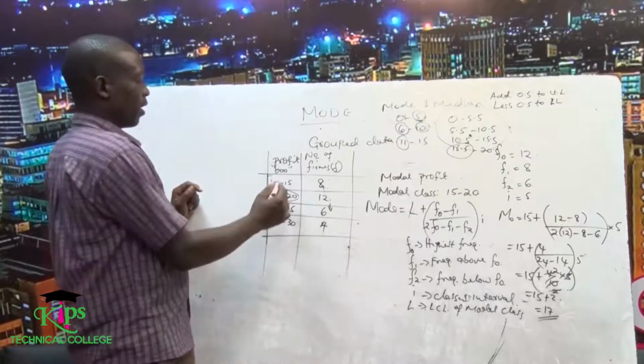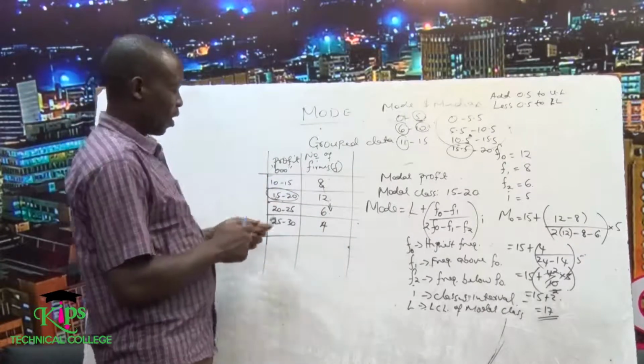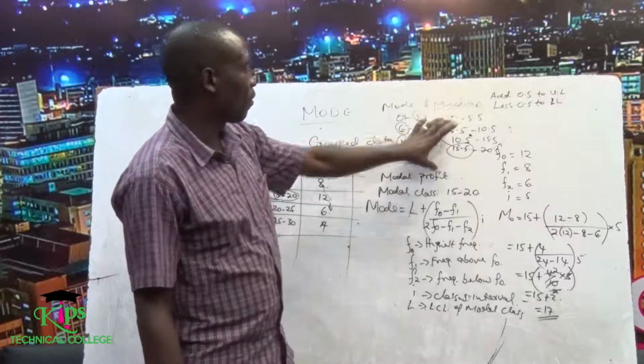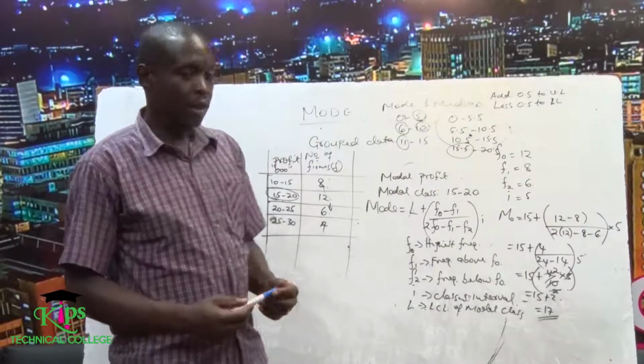So you must be very keen. If your classes are not continuous, you have the responsibility of making them continuous first before you go ahead and calculate the mode.